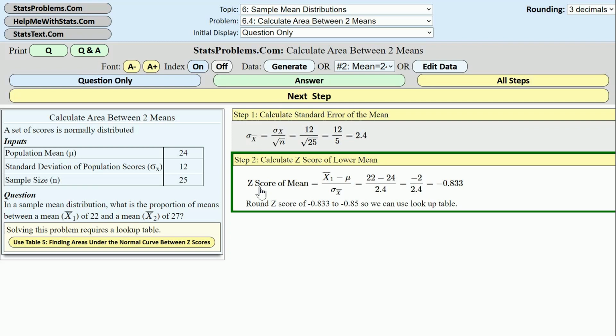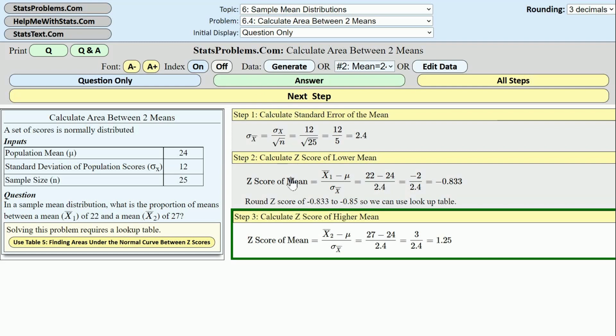In Step 2, we calculate the z-score of the lower mean. The z-score equals x bar 1 minus the population mean, mu, divided by the standard error of the mean, sigma sub x bar. In this example, the z-score equals 22 minus 24, divided by 2.4, which works out to negative 2 divided by 2.4, which works out to negative 0.833. Our table uses z-scores with 0.05 between entries, so we round the z-score of negative 0.833 to negative 0.85.